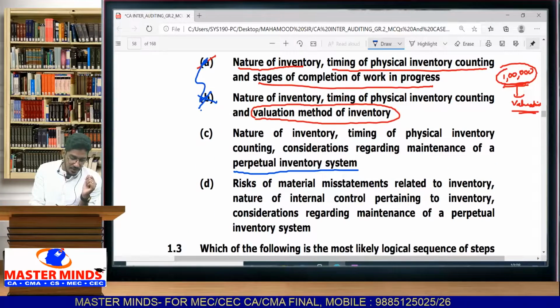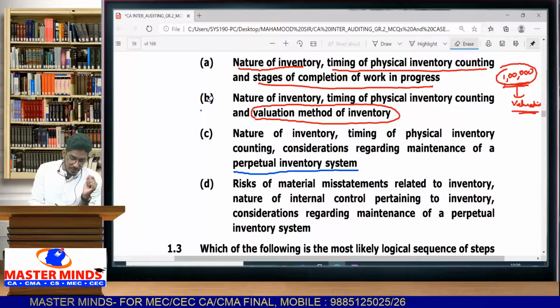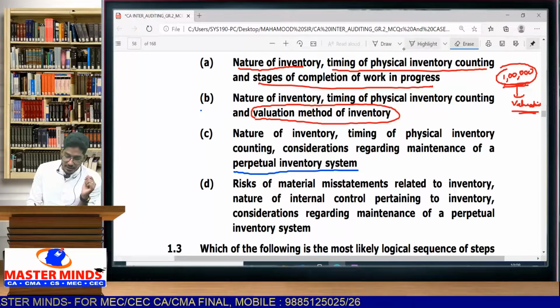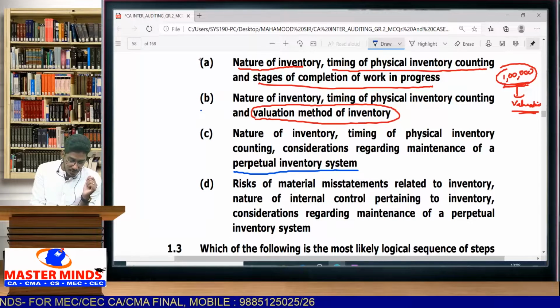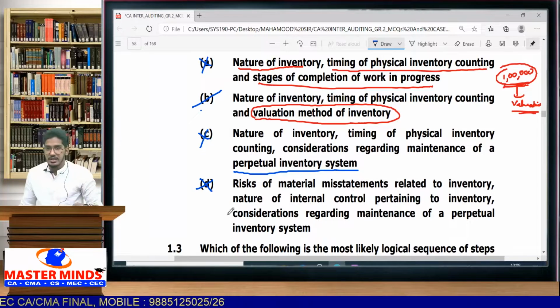So A, B, C, all the three are appropriate combinations only. A, C, D, all the three are appropriate combinations only. So here what is the correct option? What is the inappropriate combination? B. B is the correct option.